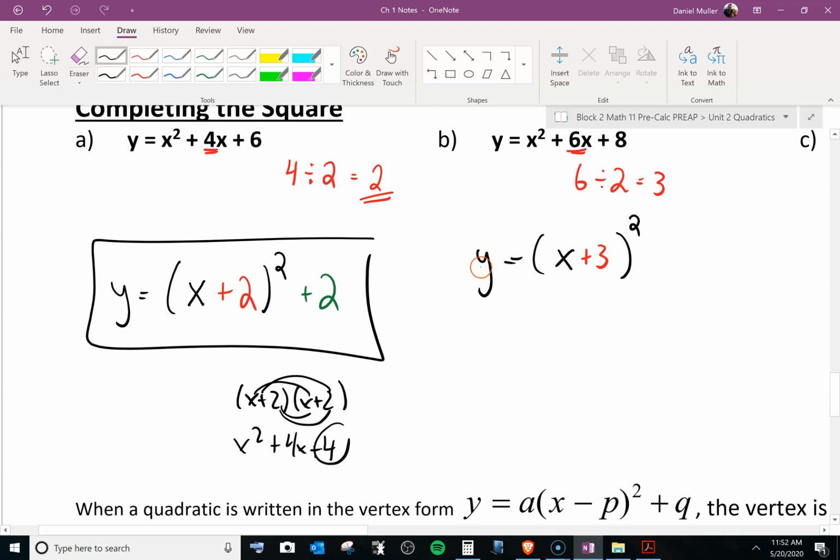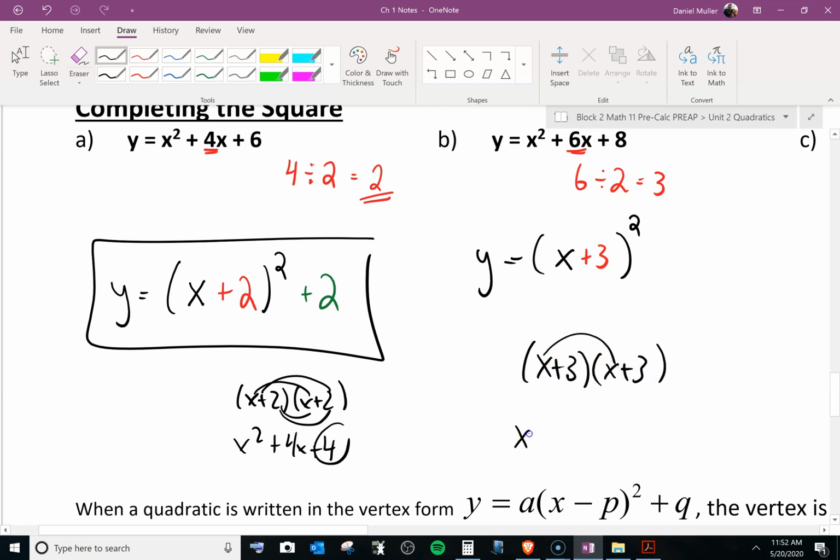So this is me, y equals. I'm trying to create the exact same equation, but I started with a square. So that's the square that I created. And I now want to see how much do I need to complete this thing. So I can go x plus 3 times x plus 3. I can multiply this out.